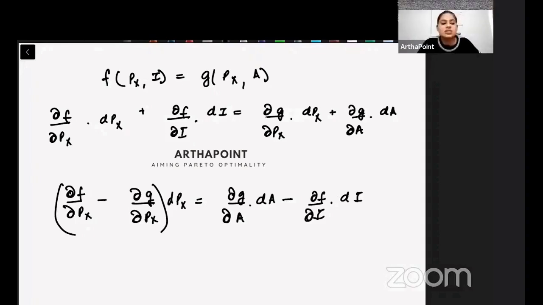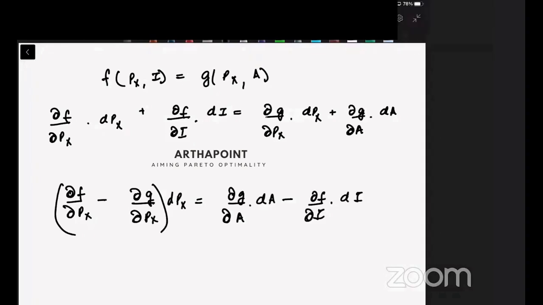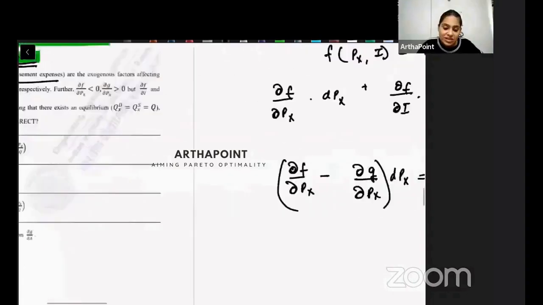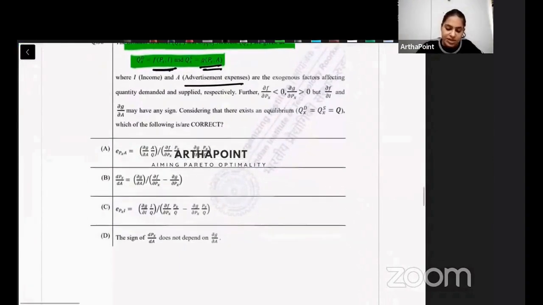This is what I have been able to get. Once I get this, can I go ahead and solve for the first part? It says, let's leave the first. Talk about the second first. It says how price changes as A changes.